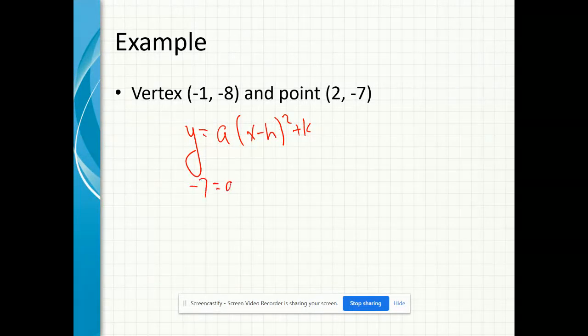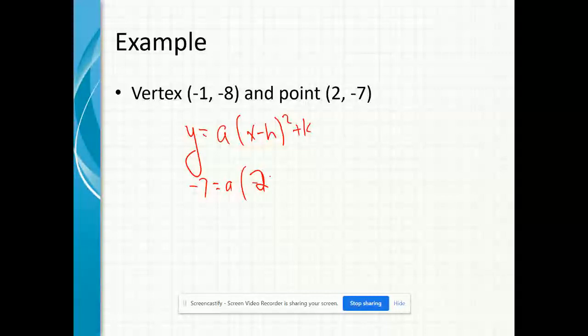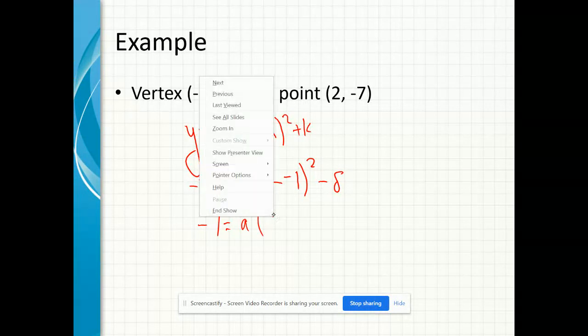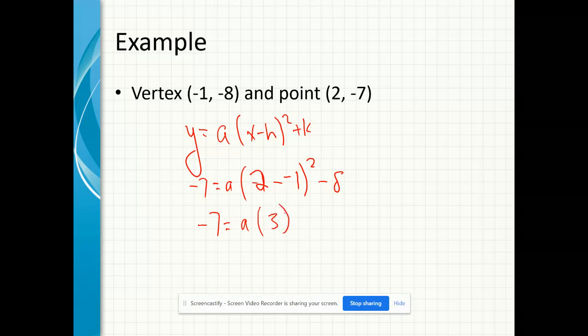Negative 7, a, negative 1. Oops, I lied. 2 equals a times (2 minus negative 1) squared minus 8. Negative 7 equals a times 3, which is squared. We get negative 7 equals 9a plus 8. a gives me 1/9.